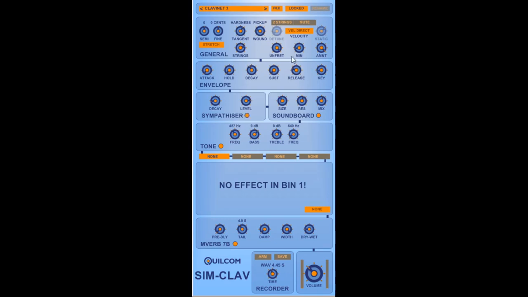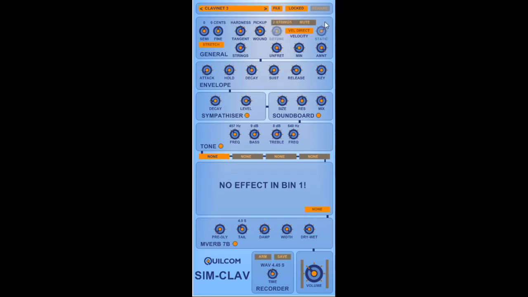Now, the original clavinet only had one string per note, as did many clavichords, but the more elaborate clavichords had two strings which were tuned in unison, so here's the effect of adding the second string, which of course you can detune. Horribly so, if you wish. A little bit of detuning is nice.